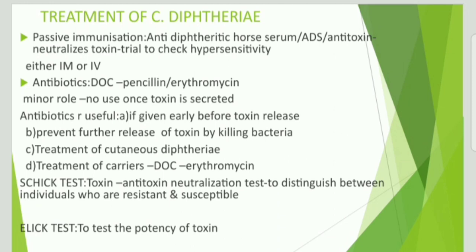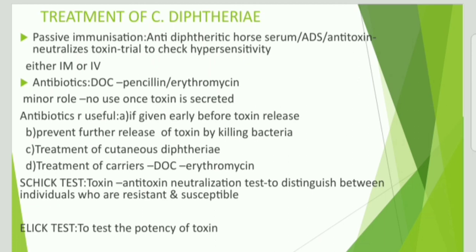The first one, passive immunization with the anti-diphtheritic serum or ADS, or antitoxin, is the treatment of choice because it neutralizes the toxin. A trial dose should be given to check for hypersensitivity. It is given either intramuscularly or intravenously. That is about passive immunization.